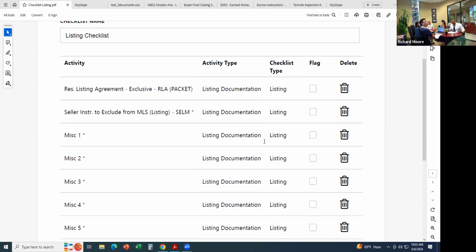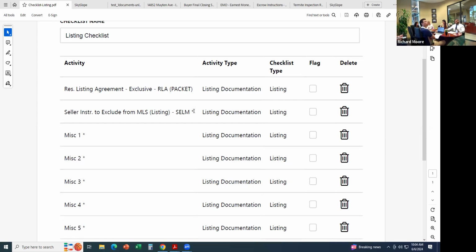And we have an extensive checklist. But before we get to that transaction checklist, I wanted to show you the listing checklist. So when you get a listing, after you've gone to your listing appointment and you've gotten the listing, what we need from you is a copy of your listing contract. It's a listing agreement packet, so there's a few different forms included in that packet. And if they're going to exclude it from the MLS or maybe have you enter it at a later time, there's a form called the seller instruction to exclude from MLS form. And then you can upload that.